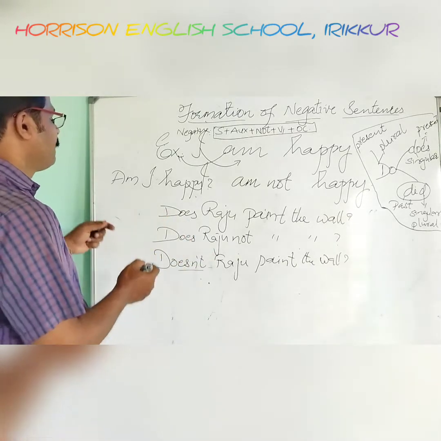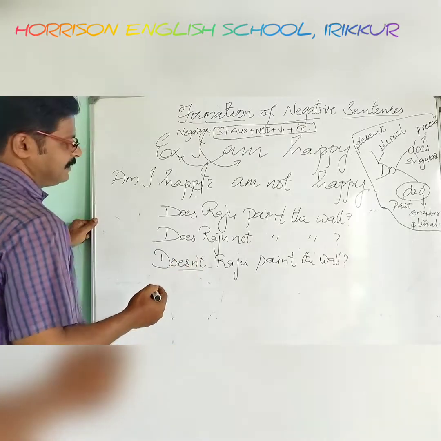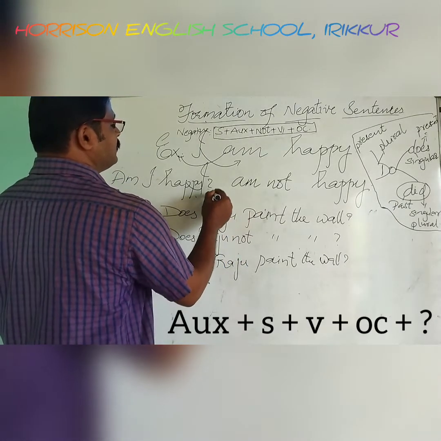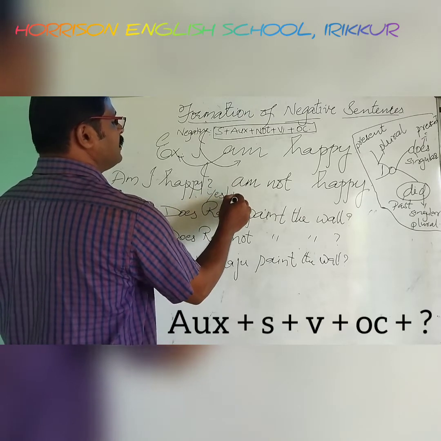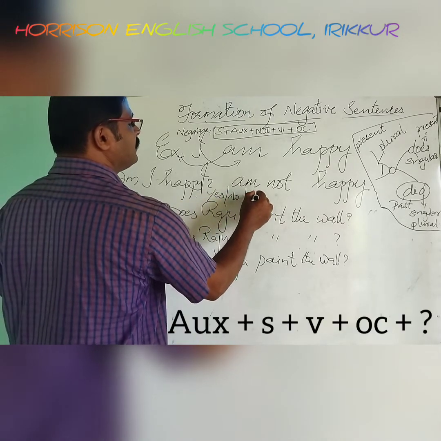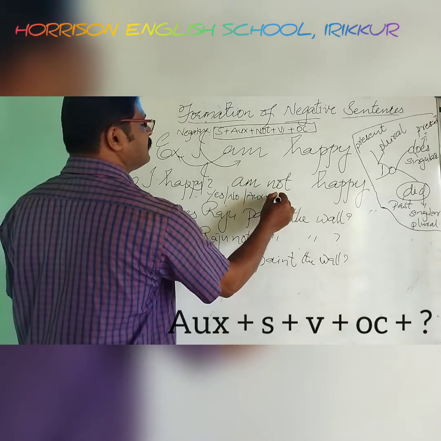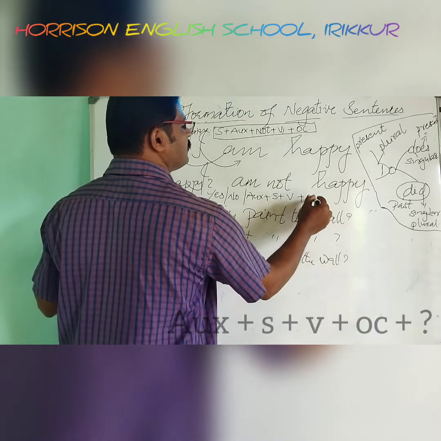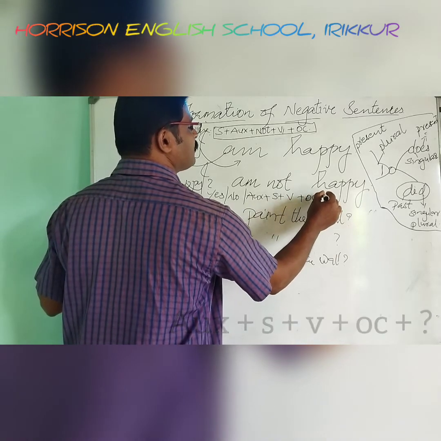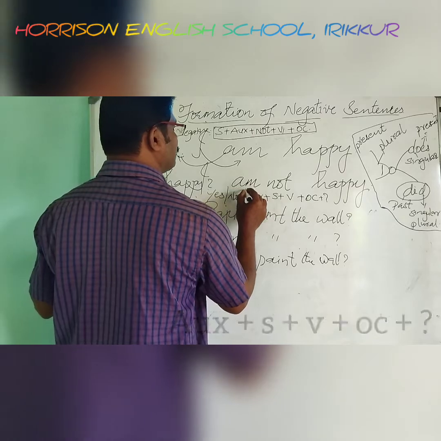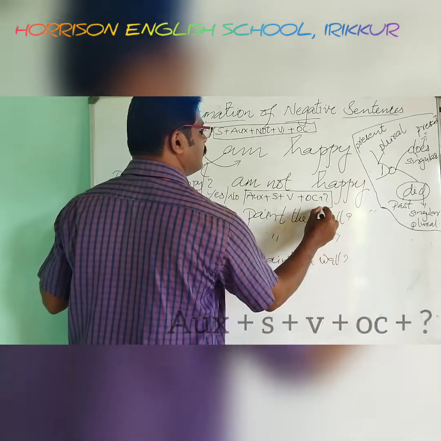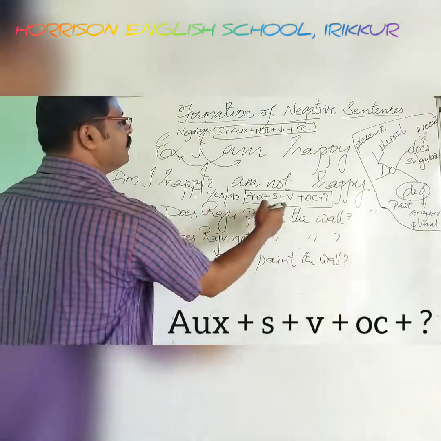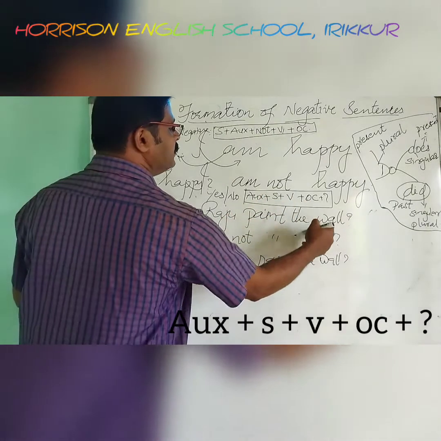But remember, the structure of a yes or no question is auxiliary plus subject plus verb plus object, complement if it is there, plus question mark. This is a structure that you should keep in mind. Auxiliary, does; subject, Raju; verb, paint; the wall, object.